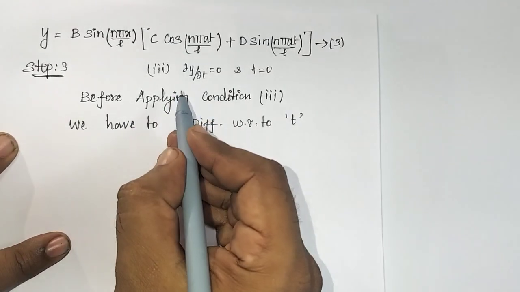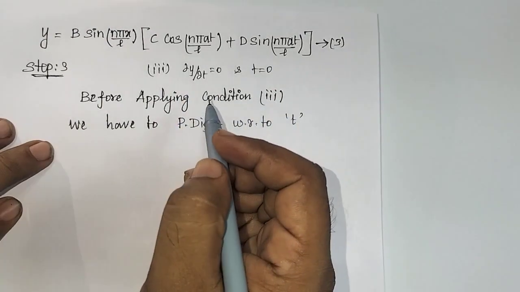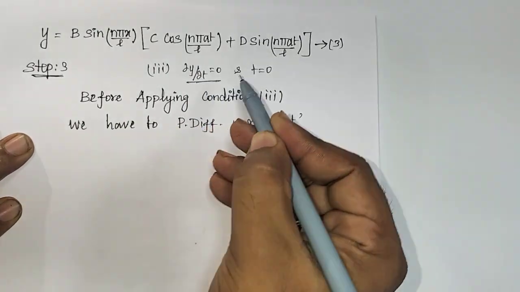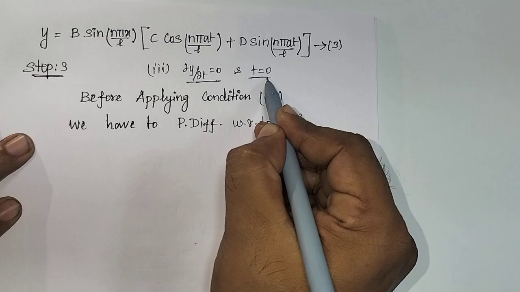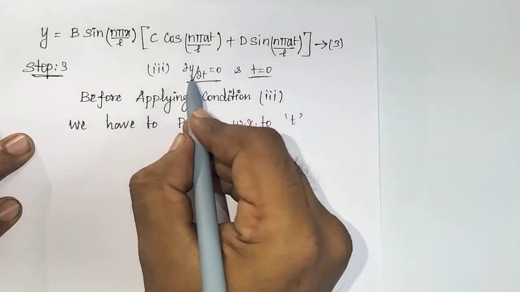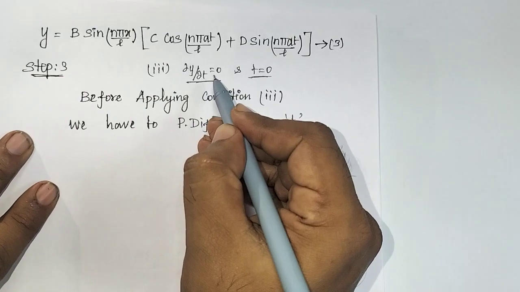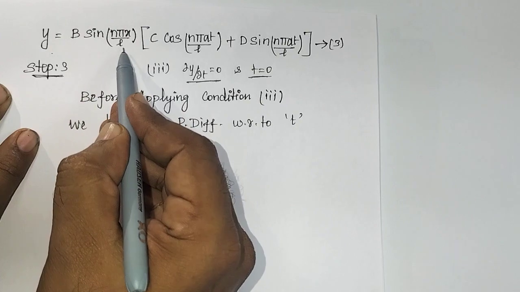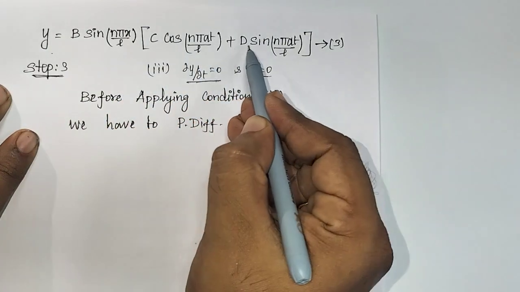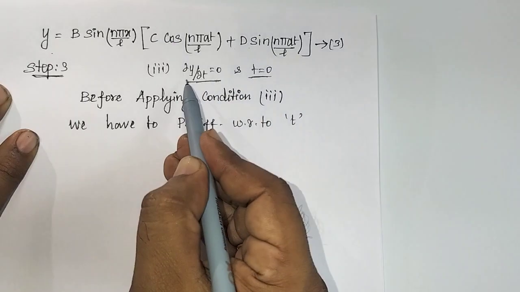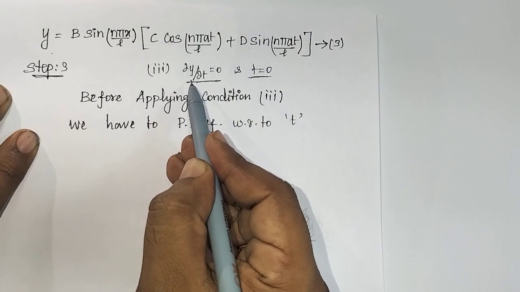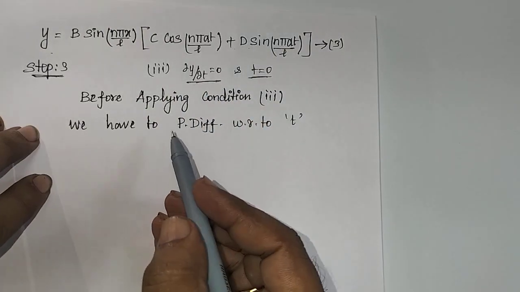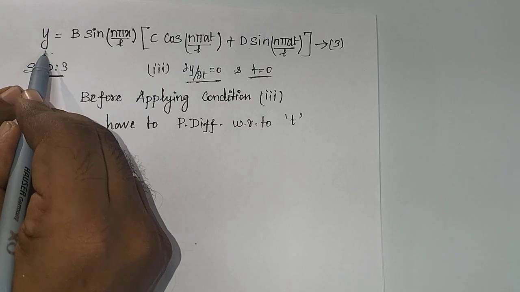Step 3, we have to substitute condition 3 in equation 3. But here our condition 3 will be dou y by dou t equal to 0 at t equal to 0. We can substitute t equal to 0 easily in equation 3, but we cannot apply dou y by dou t equal to 0 directly, because your equation 3 is in terms of y: y equal to b sin n pi x by L, c cos n pi at by L plus d sin n pi at by L. But our condition is dou y by dou t equal to 0, and we cannot apply it directly. So before applying condition 3, I have to partially differentiate this equation 3 with respect to t.